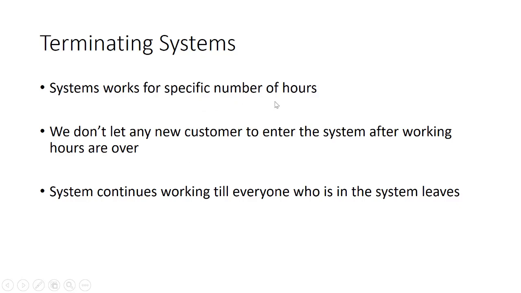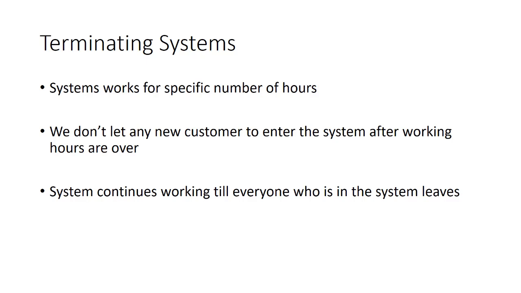We are working for a specific number of hours. For example, in a barber shop, we may work for 8 hours. Or in a restaurant, we may work for 8 hours and then we are done, we close the door. We don't let any new customer enter the system after the working hours are over. However, we continue working for a little more time till everyone who is in the system gets the service and leaves the system. That's when we stop the simulation, we stop the system, and we are done. Okay, so that's what we call a terminating system.